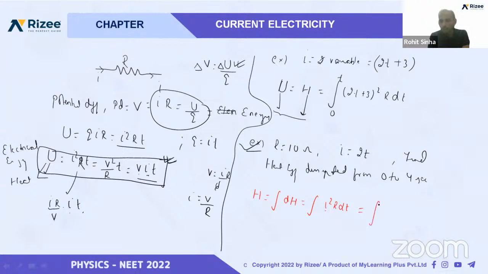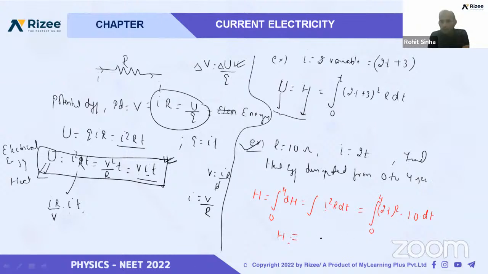I square. What is I square? You can put here (2t) whole square into R. R is 10, into dt, and the limits of time are 0 to 4, and let us suppose energy 0 to H. We will get heat energy dissipated. Okay, one answer has also been given, 320. Okay, let us see.